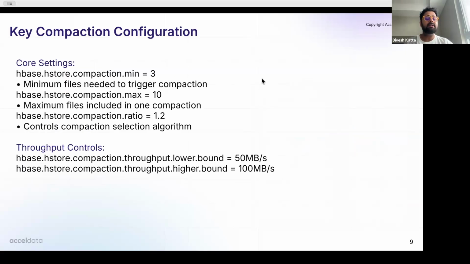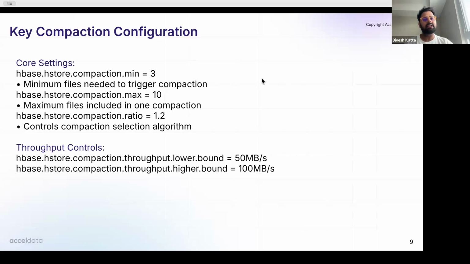The max setting of 10 prevents runaway compaction that could lock up your system. If you have 50 small files, HBase won't try to compact them all at once. It will take them in batches of 10.